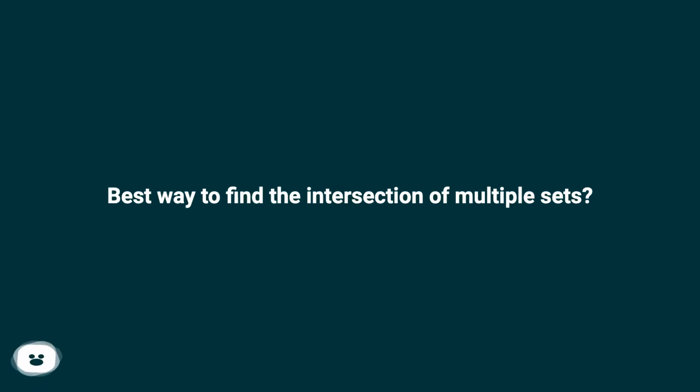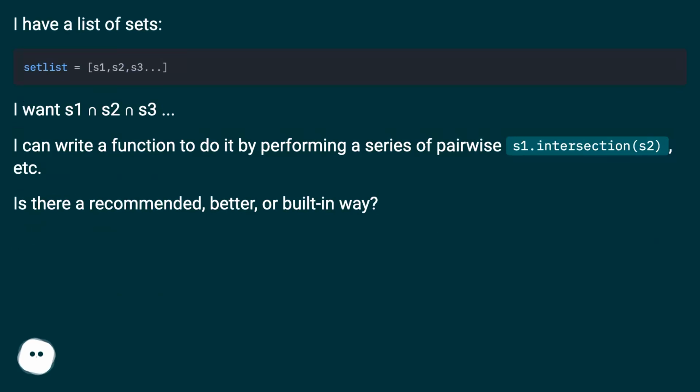Best way to find the intersection of multiple sets. I have a list of sets. I want S1 ∩ S2 ∩ S3. I can write a function to do it by performing a series of pairwise S1.intersection(S2), etc. Is there a recommended, better, or built-in way?